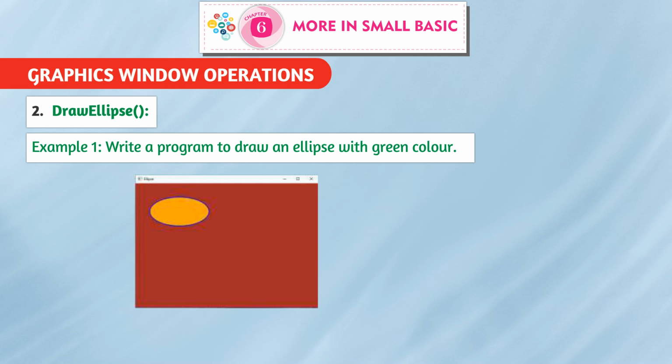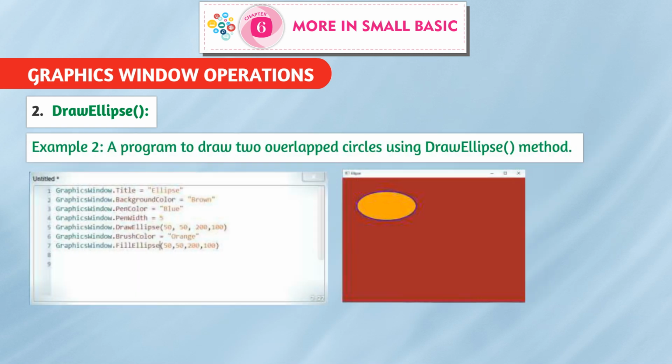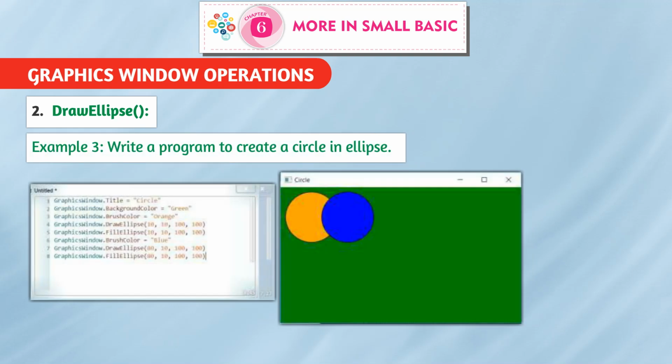Example 1. Write a program to draw an ellipse with green color. Example 2. A program to draw two overlapped circles using the draw ellipse method. Example 3. Write a program to create a circle in an ellipse.